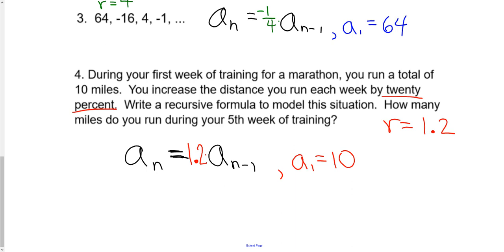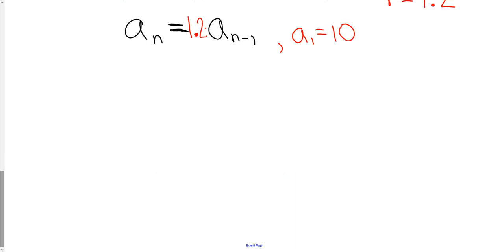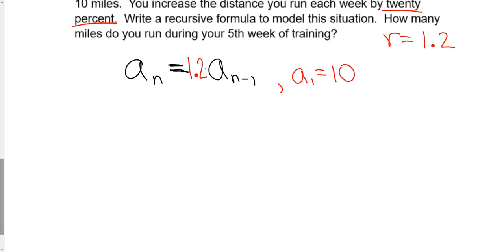So it says, write the recursive formula to model the situation. How many miles do you run during your 5th week? Okay, well, I already know number 1. So remember I said, if I have to go past 5, I'm going to do the explicit. So this is just 5. So week 1 is 10.